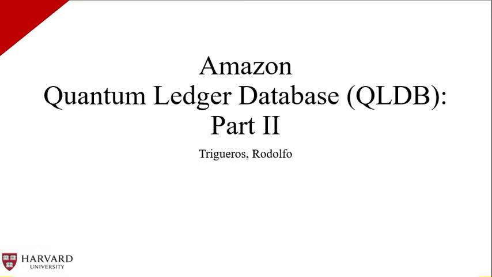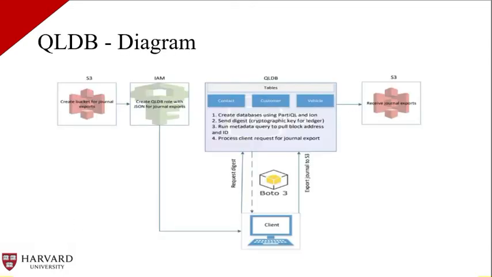Hello! In this video, the continuation of part 1 of our Quantum Ledger Database overview, we will walk through the software diagram and all the steps required to create tables, verify them, and export our journals to an S3 bucket using an API for Python. If you're wondering what the heck QLDB is, please make sure to visit part 1 before watching this. First, let's review the software diagram.